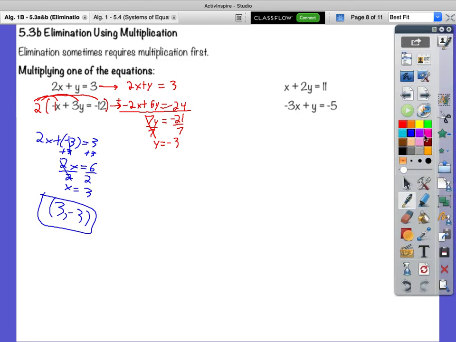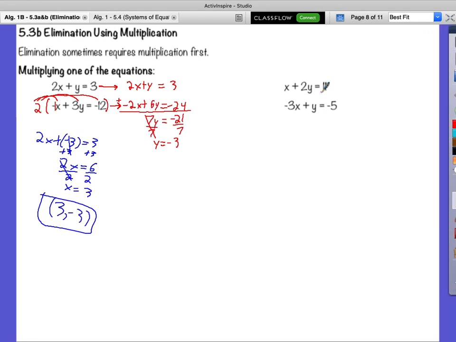So in this second equation over here, guys, in the second system of equations, x plus 2y equals 11. Negative 3x plus y equals negative 5. Do we have everything lined up? Is everything in the same order in both equations? Yeah. It goes x's, it goes y's, it goes equals, it goes constants. Great. Are we ready to eliminate, though?